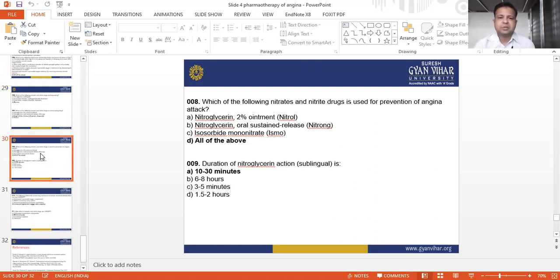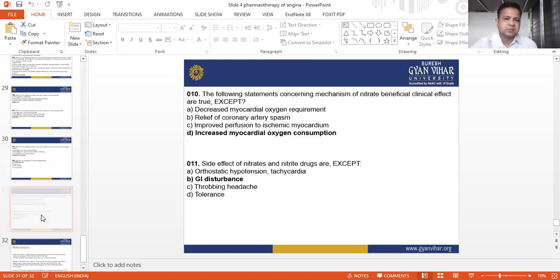9. Duration of nitroglycerin action is A, 10 to 30 minutes, B, 6 to 8 hours, C, 3 to 5 minutes, and D, 1.5 to 2 hours. So the correct answer is 10 to 30 minutes.